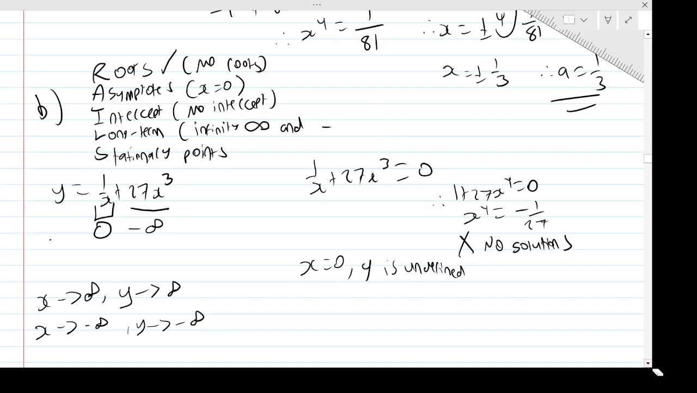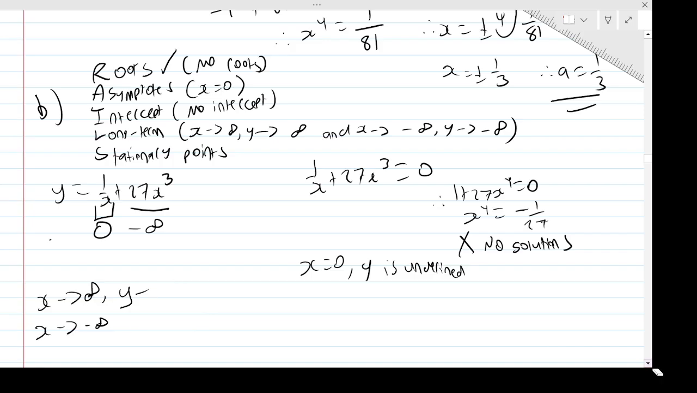So I'm going to get rid of this bit now. I'm going to say that as x goes to infinity, y goes to infinity, and as x goes to negative infinity, y goes to negative infinity. And then the stationary points, well, we know what the stationary points are, but we don't know what type they are. That will help us as well. So we're going to use the second derivative then.